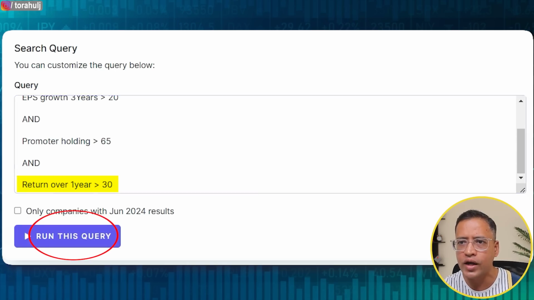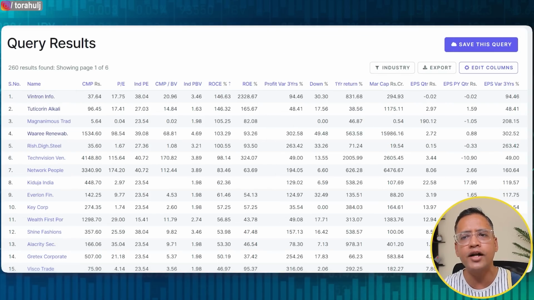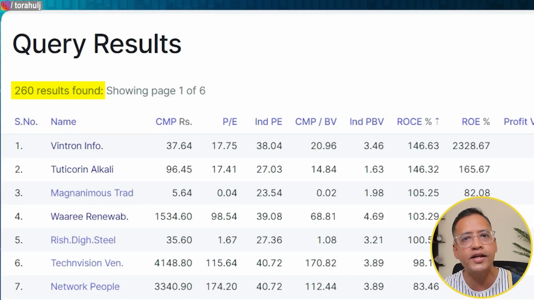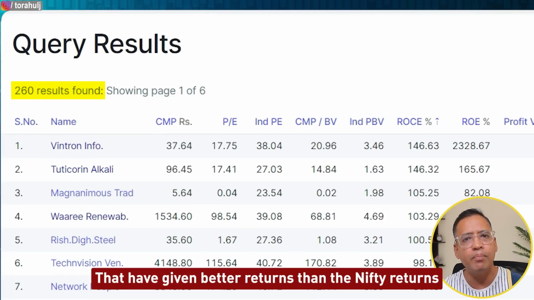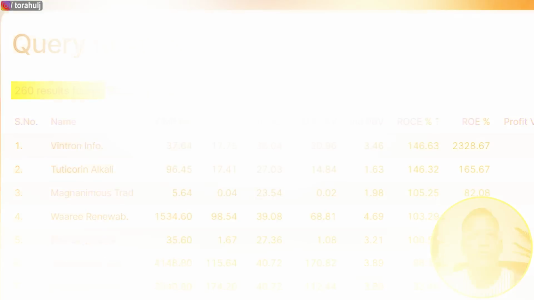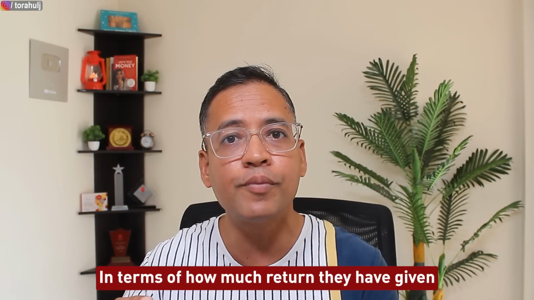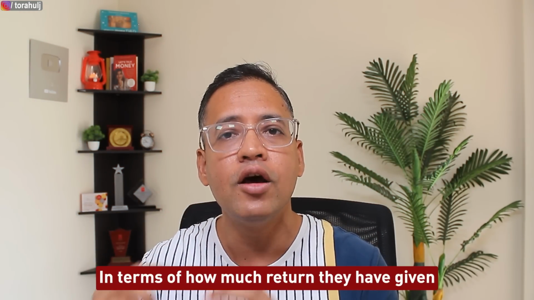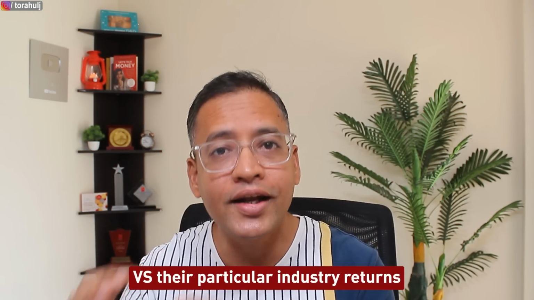So let's run this query, and we see that out of 329 stocks, there are only 260 stocks that have given better returns than the Nifty returns. What we will also do is, once we get our final list, we are going to compare all these stocks in terms of how much return they have given versus their particular industry returns, so that we can in fact narrow it down even further.